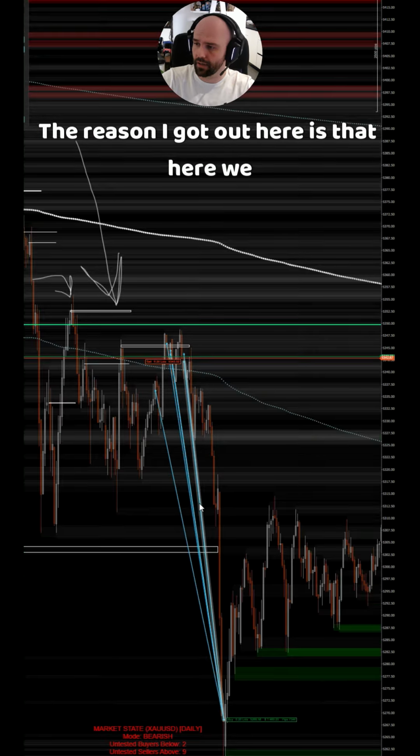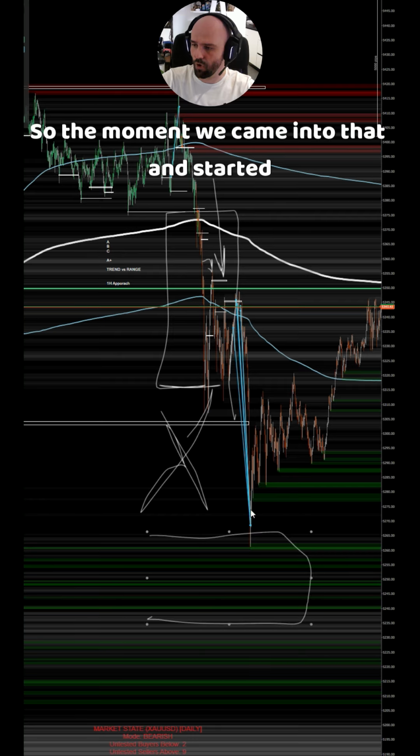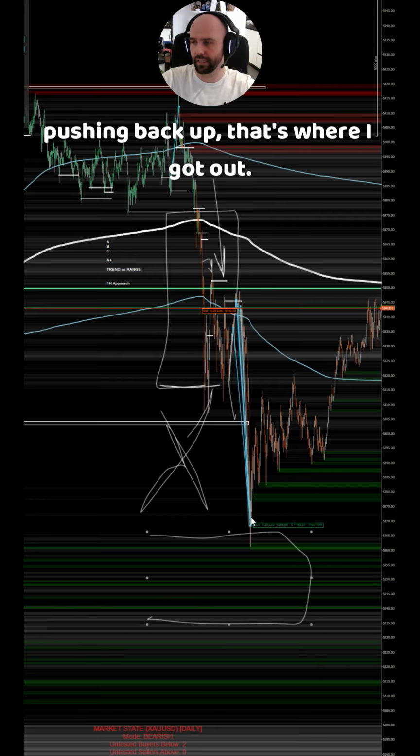The reason I got out here is that here we have gray zones, and then there's nothing, and then over here we have gray zones again. So the moment we came into that and started pushing back up, that's where I got out.